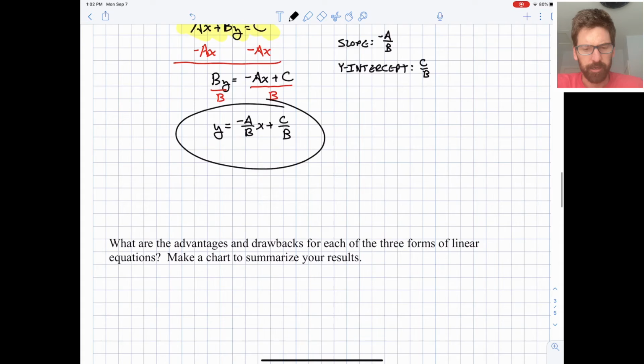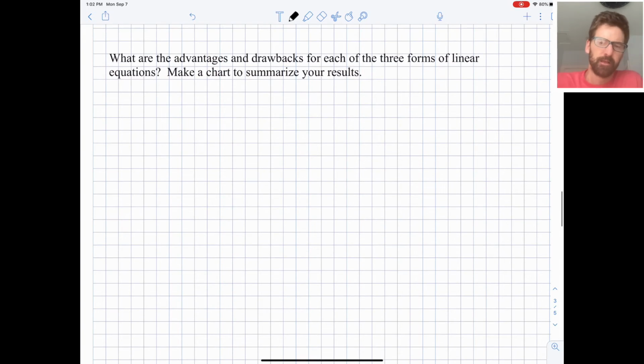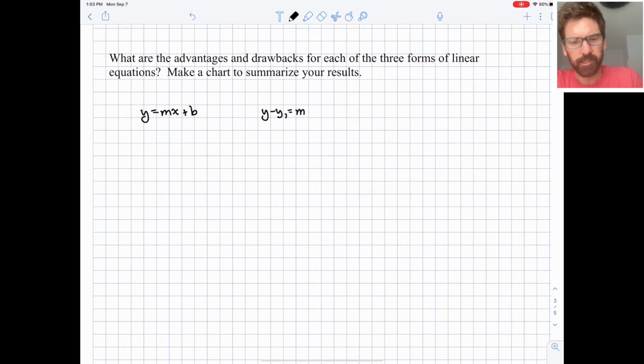What we're going to do for our next challenge real-world problem here, and maybe it's not so much of a real-world problem, it's really analyzing the different forms of linear functions we have, but we're going to try to think about pros and cons. And so we have y equals mx plus b. We have y minus y1 equals m times x minus x1. And then we have ax plus by equals c. So let's write some pros down.